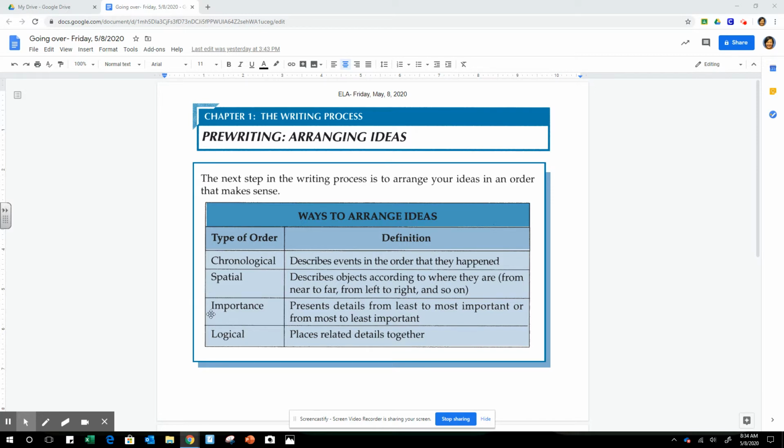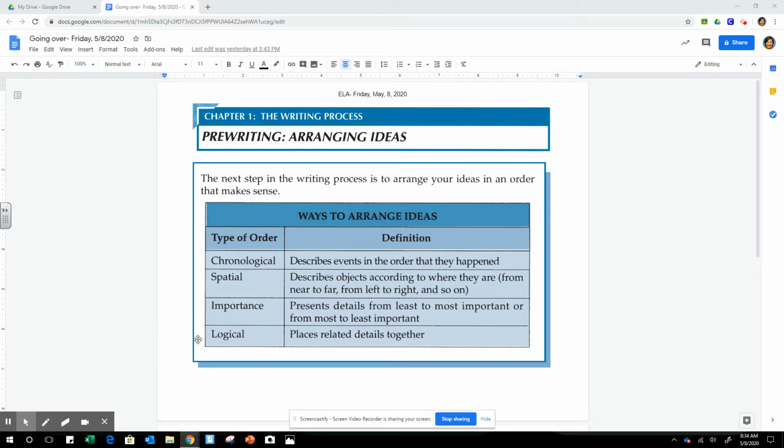The next type of order is importance. Importance presents details from least to most important or from most to least important. And you want to use importance when you're trying to persuade something or you want to try to persuade something against an idea, or you just want to inform someone about the importance of a topic. So you use importance when you're trying to inform or you're trying to influence or you're trying to convince somebody about a topic.